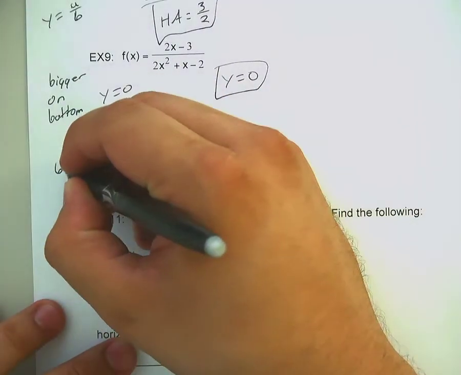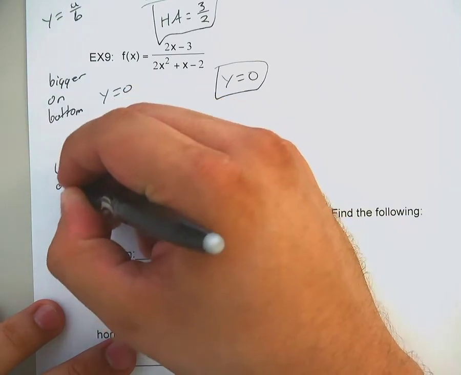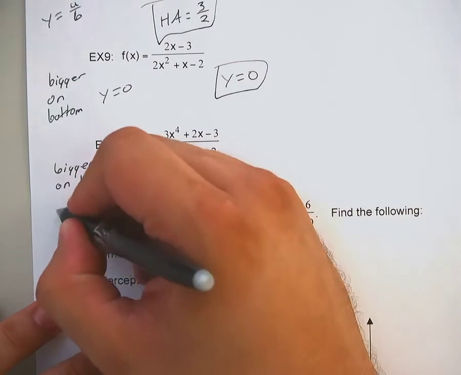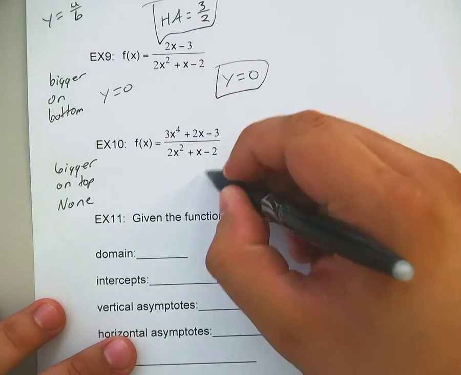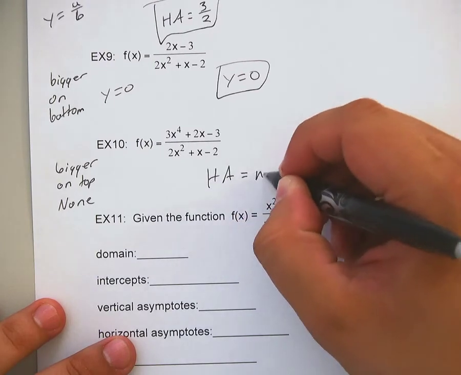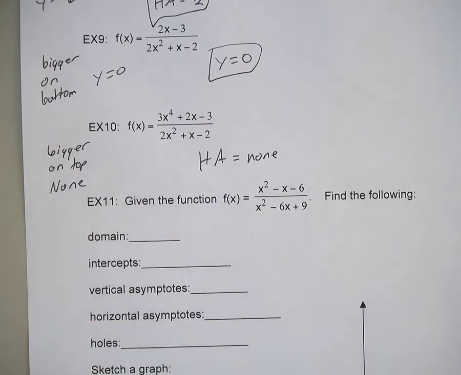Lastly, bigger on top. That means that there is none. H-A, none. There is no horizontal asymptote.